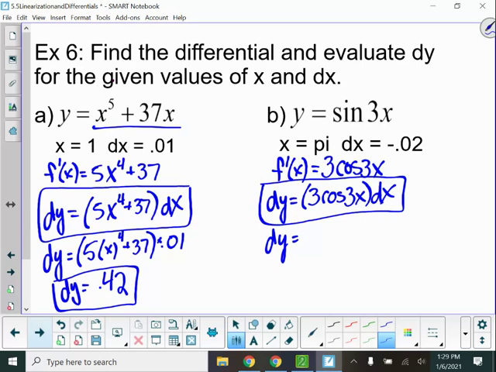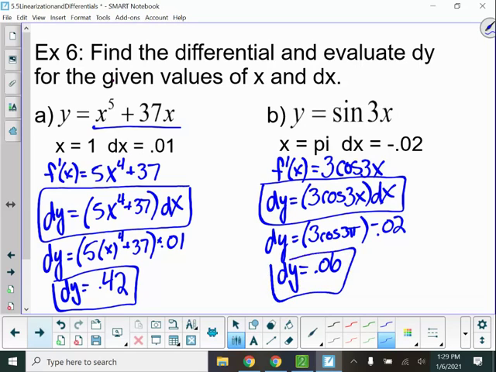And then I plug everything in. So I'm plugging in pi for the x. So 3 times cosine of 3 pi. And then my dx is negative 0.02. And that gives me 0.06 for my dy.